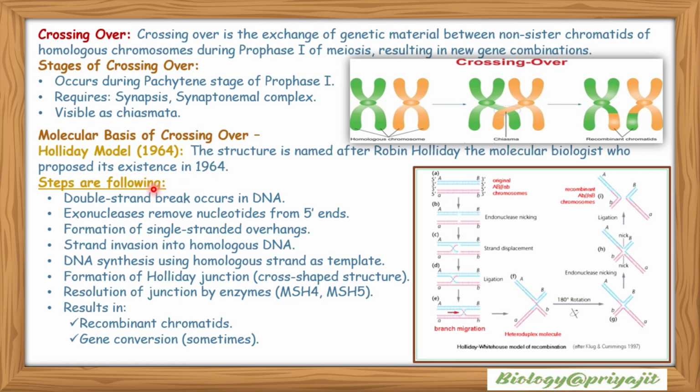According to his concepts, the steps are the following. A double-stranded break occurs in DNA. Exonucleases start to remove nucleotides from the 5' ends. Formation of a single-stranded overhang. Strand invasion occurs into the homologous DNA. DNA synthesis using the homologous strand as template. Formation of the Holliday junction, that is, a cross-shaped structure is formed, and resolution of the junctions by enzymes like MSH4, MSH5, etc., which results in recombinant chromatids, and gene conversion sometimes can also occur.